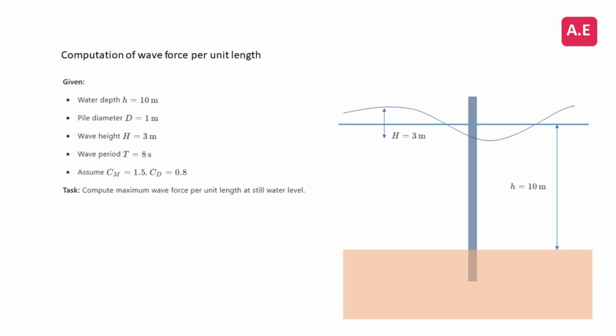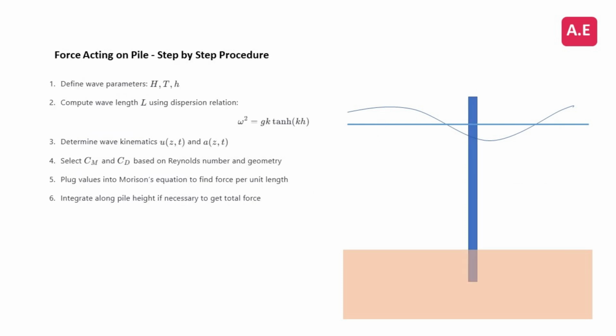Let's look at a typical problem related to calculation of wave force per unit length. The pile has a diameter of 1 meter, installed in a water depth of 10 meters, with a wave height of 3 m, a wave period of 8 seconds, and Cm equal to 1.5 and Cd equal to 0.8. Our goal is to calculate the maximum wave force per unit length acting on the pile at the still water level, which is typically where wave forces are most intense. We'll follow the same 6-step process.